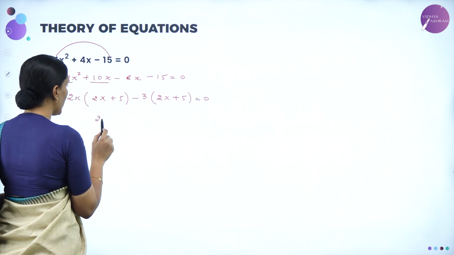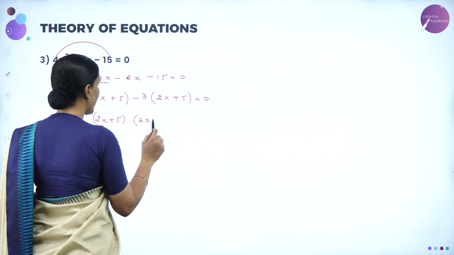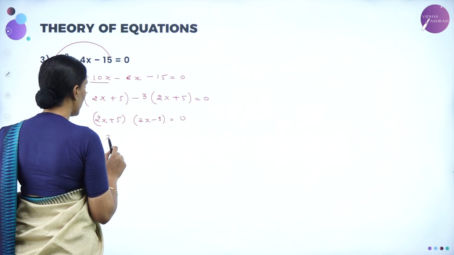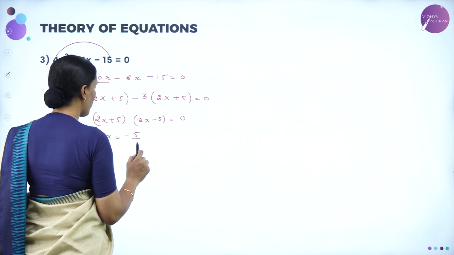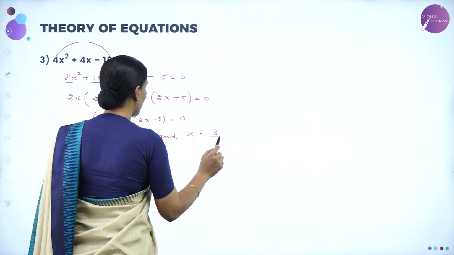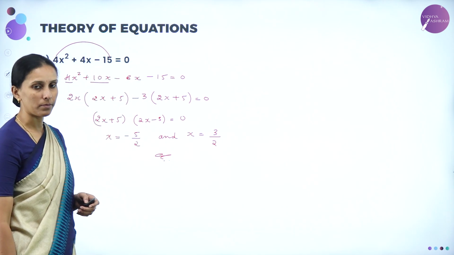So I'll get two linear equations, that is 2x plus 5 and 2x minus 3 is equal to 0. If I equate them to 0, here I'll get x is equal to minus 5 by 2 and here I'll get x is equal to 3 by 2. So these two are the roots of the given equation.